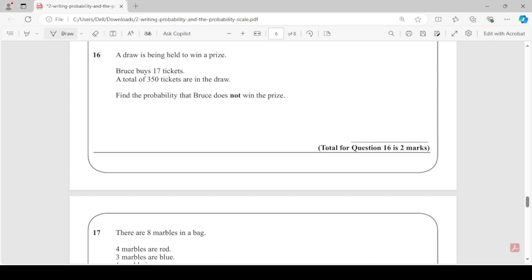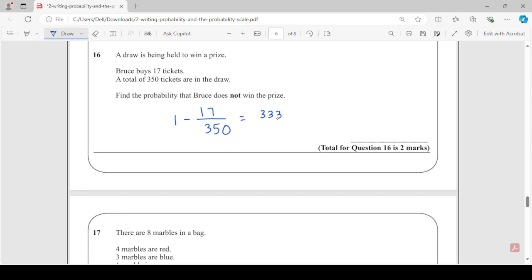The probability that Bruce does win the prize is 17 over 350. If I have to work out the probability that he doesn't win the prize, it's going to be 1 take away 17 over 350, which is going to be 333 over 350.